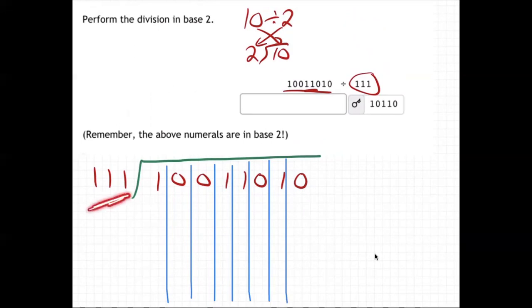So 111, does it go into 100? No, right? 111 doesn't go into 100. So you got to go one more digit, goes into 1001. So when I put the 1 up here, it's going to go right there because it always goes over the last digit of the number you're going into. I'm going into 1001. I'm not going into 100. So the 1 goes right over the last digit of the 1001. That's really important. All right. And then 1 times 111, well, that's 111. And then what do we do?